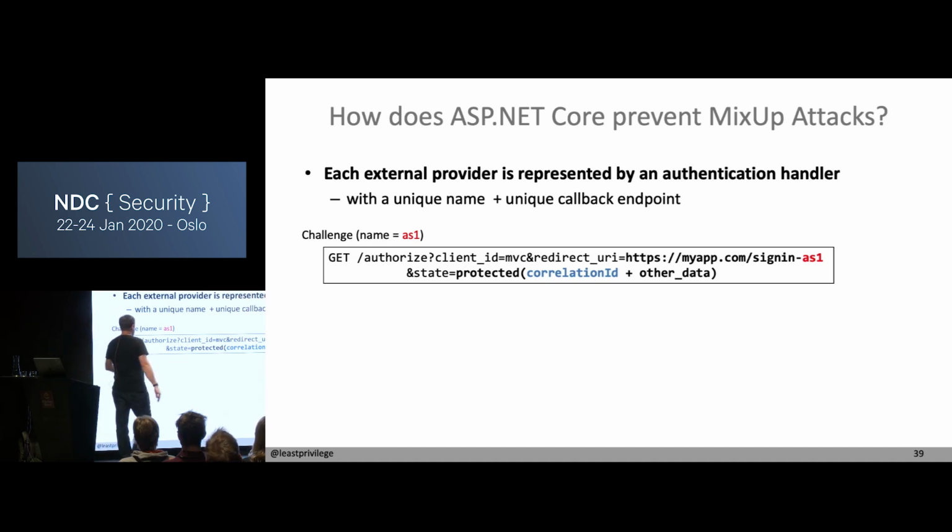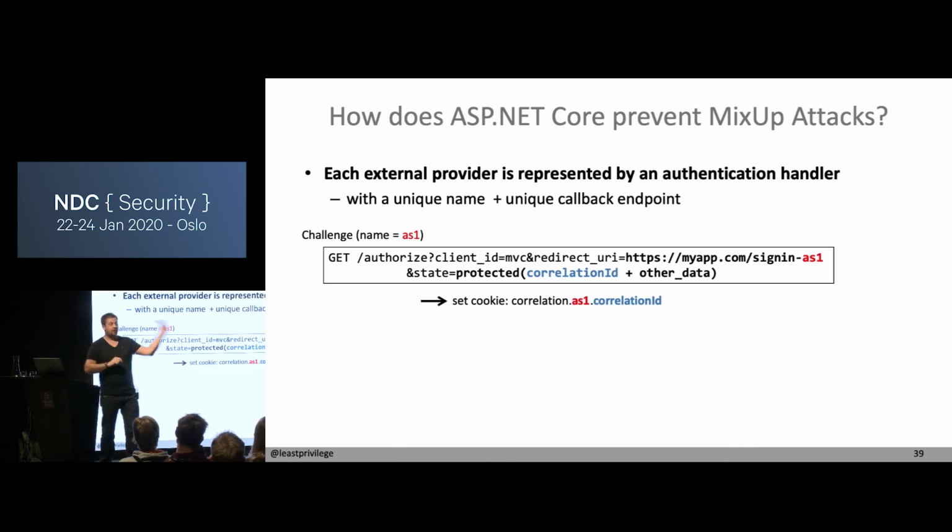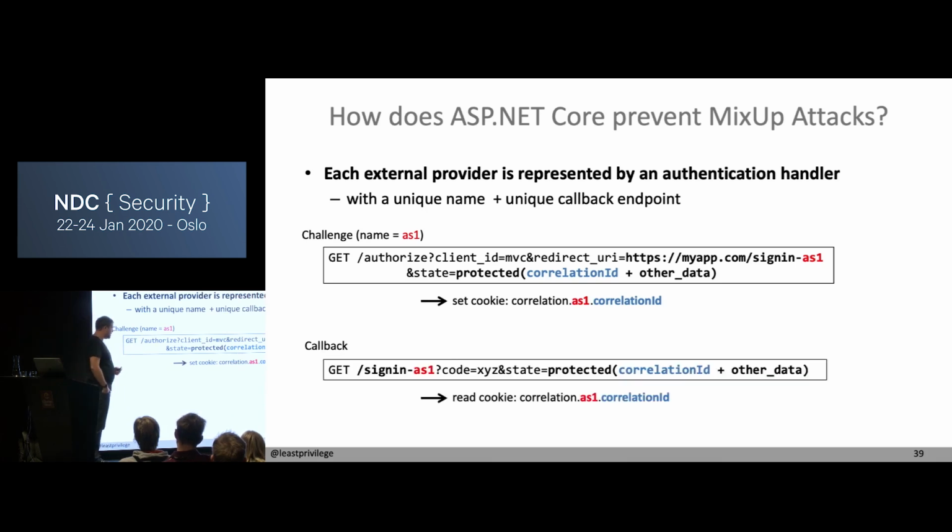In the OAuth spec, it says that the state parameter must be echoed back unchanged to the client. At the same time, they drop a cookie that is called correlation.authorization server name.correlation ID, the random thing they just made up. So now when the response comes back from the authorization server, it's an AS-specific callback URL, right? And then they look at the state parameter, they unprotect that with their key, so they decrypt it and validate the signature, so no one has changed it.